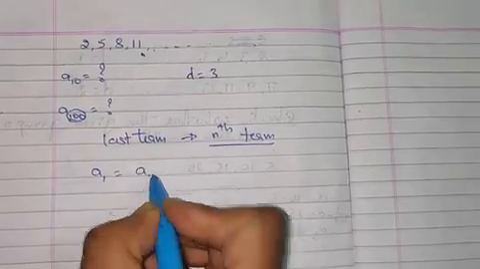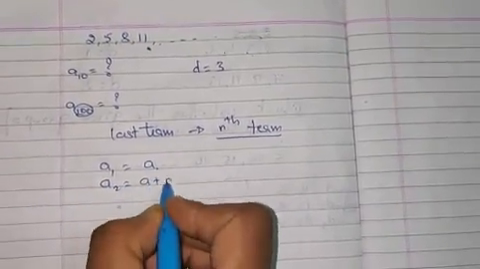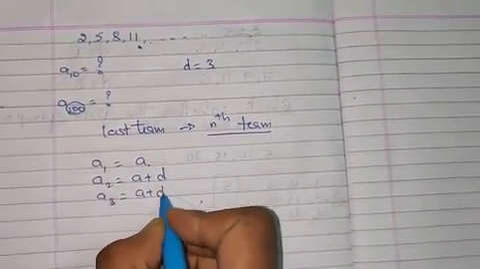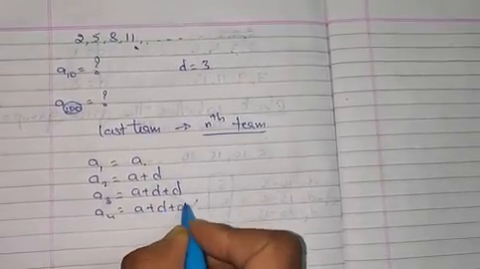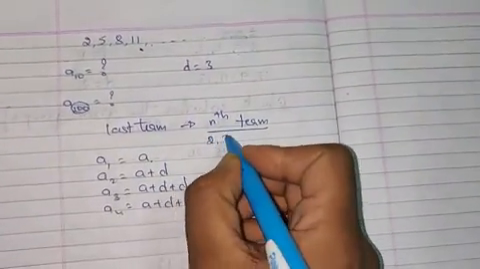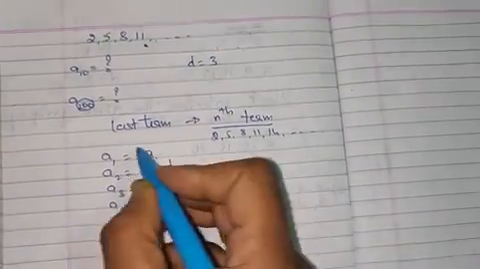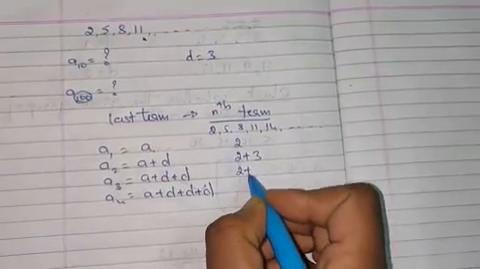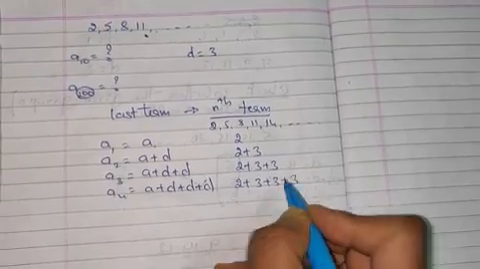a1 is nothing but a, the first term. a2 is nothing but a plus the common difference. a3 is nothing but a plus d plus d. a4 is a plus d plus d plus d. With the same example, we can take 2, 5, 8, 11, and so on. So the first term is 2. Here it is 2 plus 3. Here it is 2 plus 3 plus 3. Here it is 2 plus 3 plus 3 plus 3.